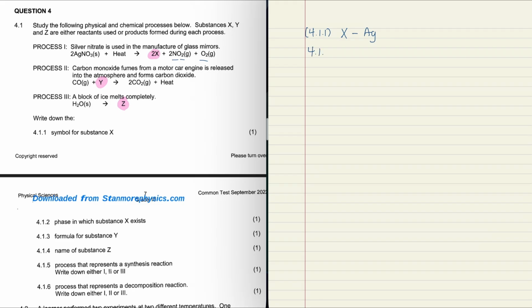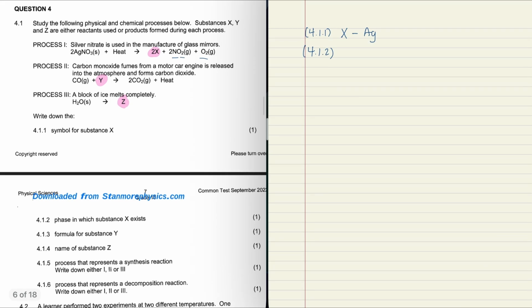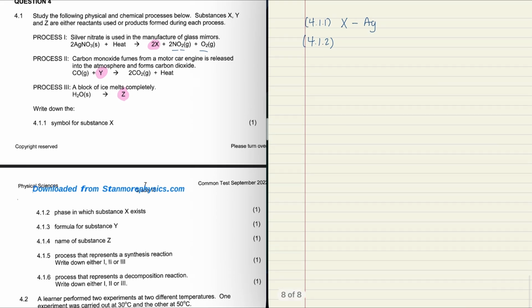Question 4.1.2. Write down the phase in which substance X exists. Well, again, one way to think of it is silver nitrate is used in the manufacture of glass mirrors. So glass mirror is a solid. So the silver that's forming should be a solid. So it is a solid.